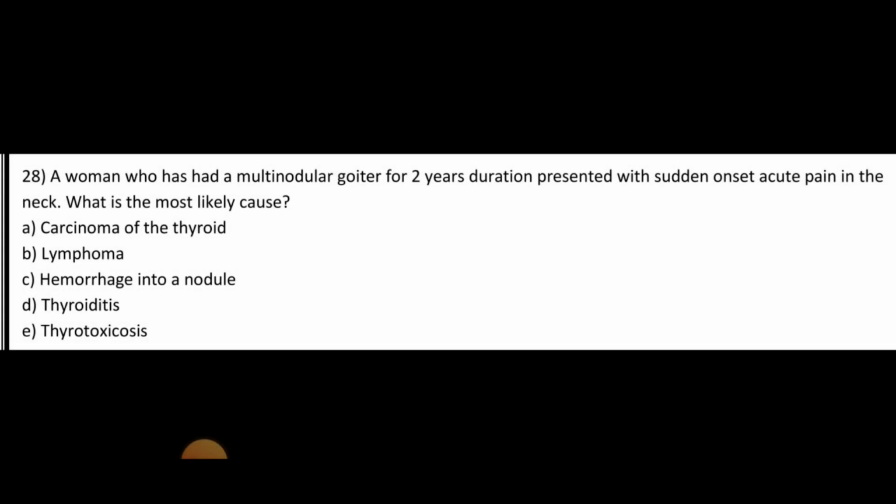Other question. A woman who has had a multinodular goiter for 2 years duration presented with sudden onset acute pain in the neck. What is the most likely cause? So if a patient with multinodular goiter presents with sudden onset acute pain, then the commonest reason is hemorrhage into a nodule. So the answer is hemorrhage into a nodule.